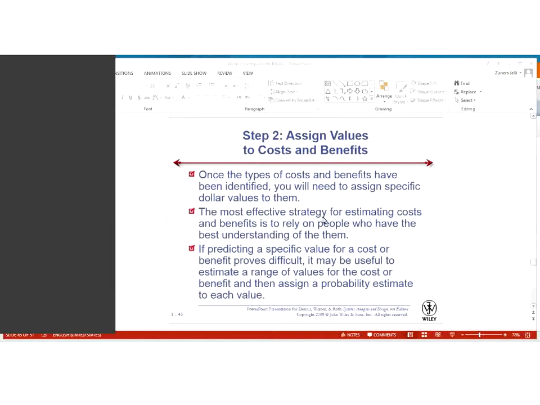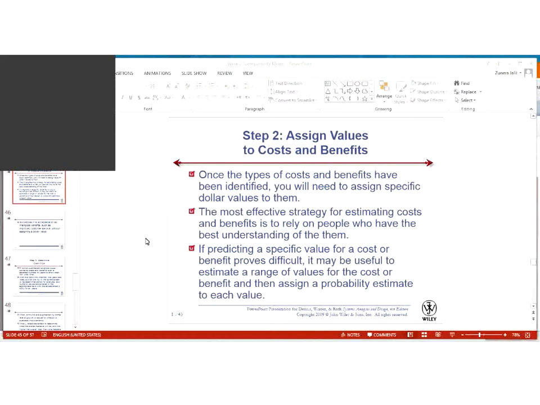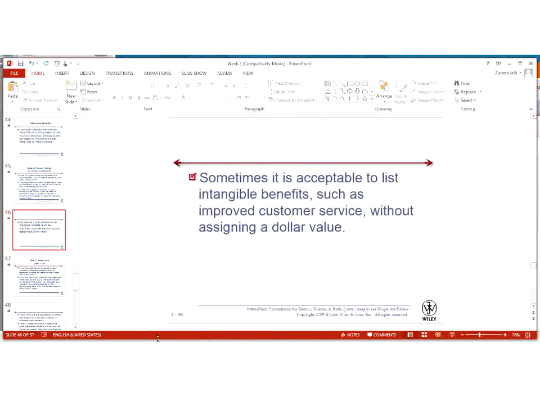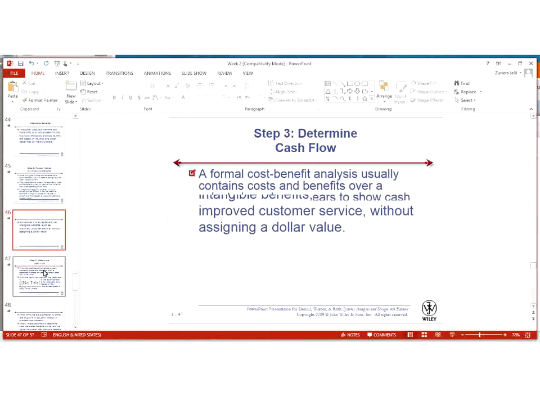The cost estimation is a very important thing. If the cost estimations are correct, then this project is likely to be successful. So you are assigning the values, how much value this cost is. If predicting a specific value for a cost or benefit proves difficult, it may be useful to estimate a range of values for the cost or benefit and then assign a probability estimate to each value. So in this way, you are assigning values to costs and benefits. Sometimes it is acceptable to list intangible benefits, such as improved customer service, without assigning a dollar value. So if you say improved customer service, this is intangible, so this can also be listed.